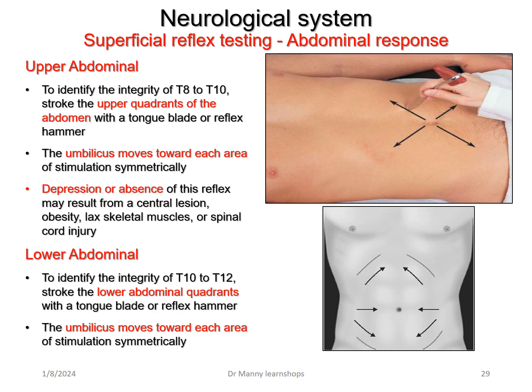The lower abdominal, this is now testing the integrity of T10 to T12, and this is where you stroke the lower abdominal quadrants with a tongue blade or a reflex hammer edge, and the umbilicus moves towards each area of the stimulation. And same again, depression or absence indicates there could be issues related to a central lesion, obesity, lax skeletal muscles, or a spinal cord injury.